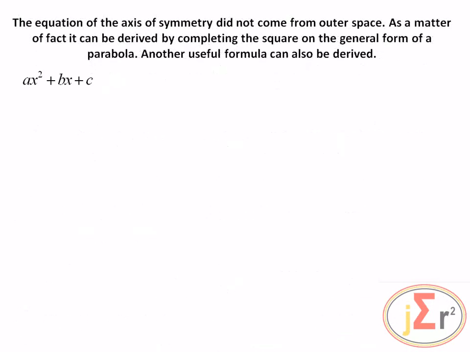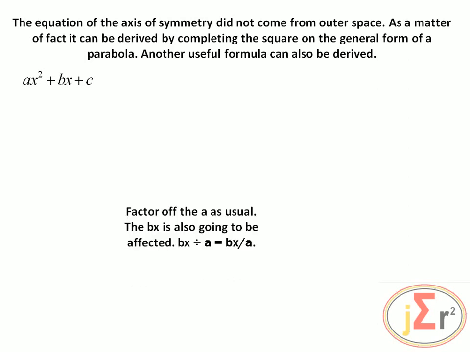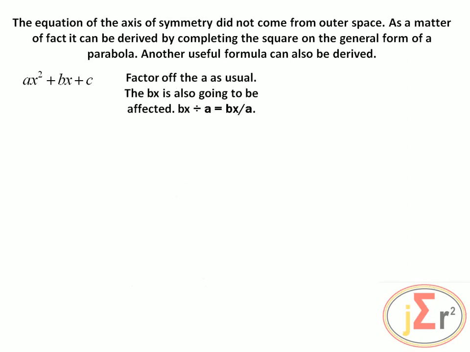The equation of the axis of symmetry did not come from outer space. As a matter of fact, it can be derived by completing the square on the general form of a parabola. Another useful formula can also be derived. So we are going to complete the square, and this by factoring off the a. If we take out a, that means this first term is to be divided by a, and this second term is to be divided by a.